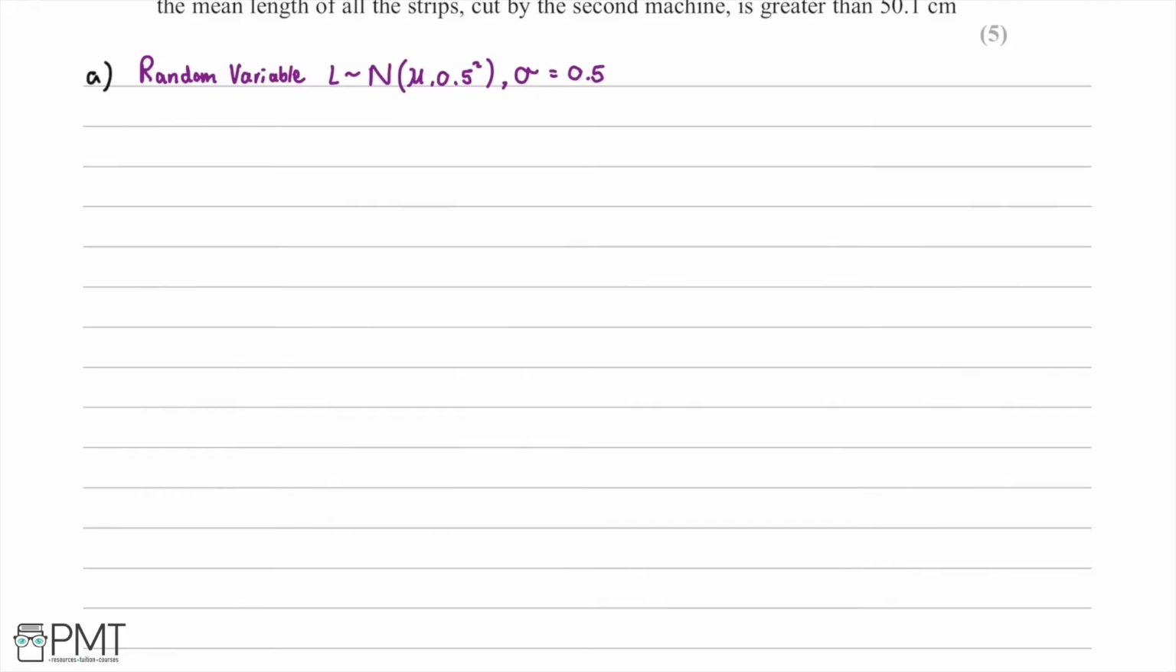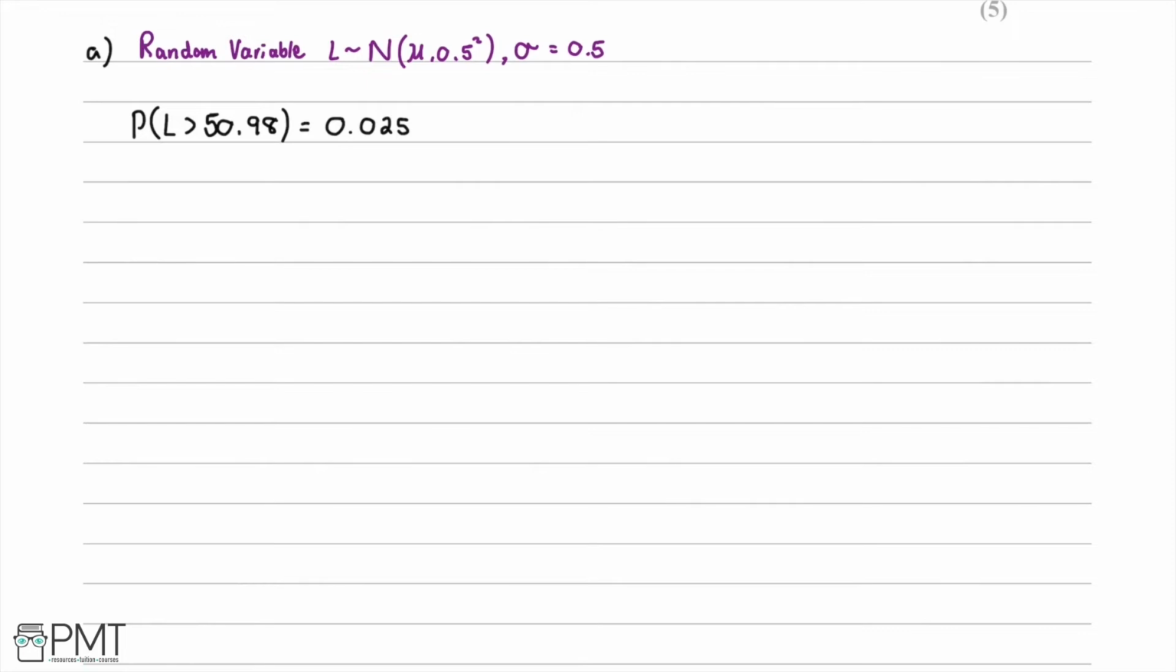So what else are we told? We are told that the probability that the length is greater than 50.98 centimetres, given that 2.5% of the cut lengths exceed 50.98. So we write 2.5% in decimal form, which is going to be 0.025.